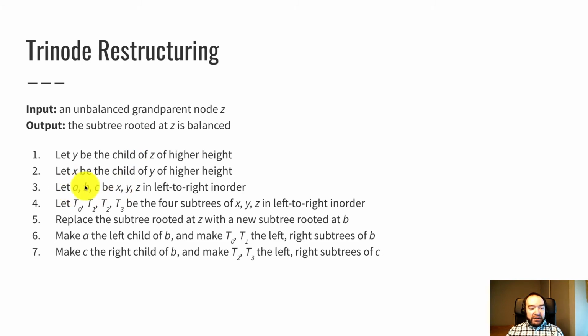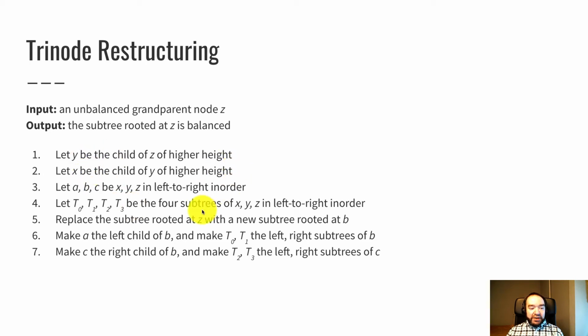Then what we do is look at the 4 subtrees of X, Y, and Z. So these are the 4 subtrees that aren't A, B, and C. So A, B, and C are going to have some left and right children. Some of the left and right children are B and C and A, right? But then there's other children we haven't accounted for. We call those T0, T1, T2, T3 for the 4 trees that can be hanging off of these 3 nodes, aside from the nodes themselves.